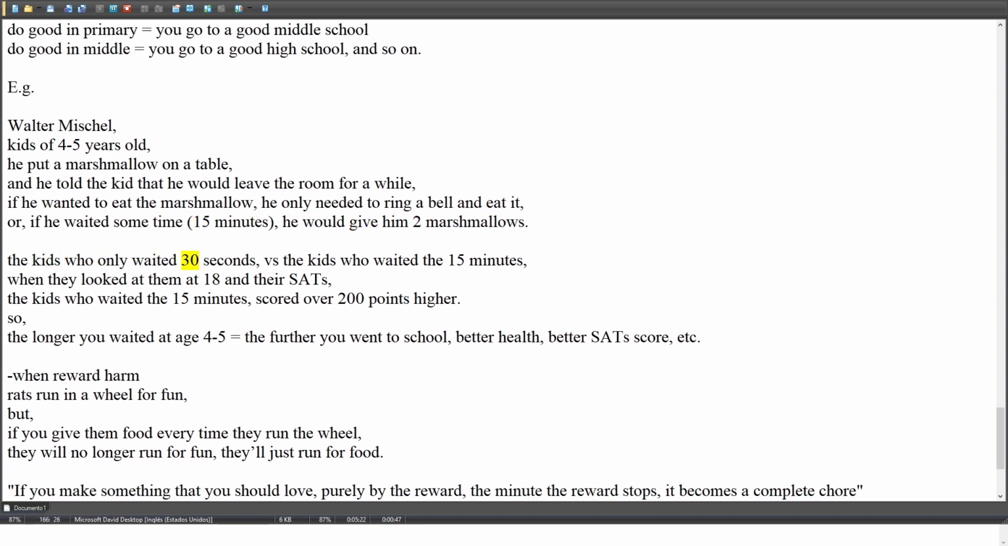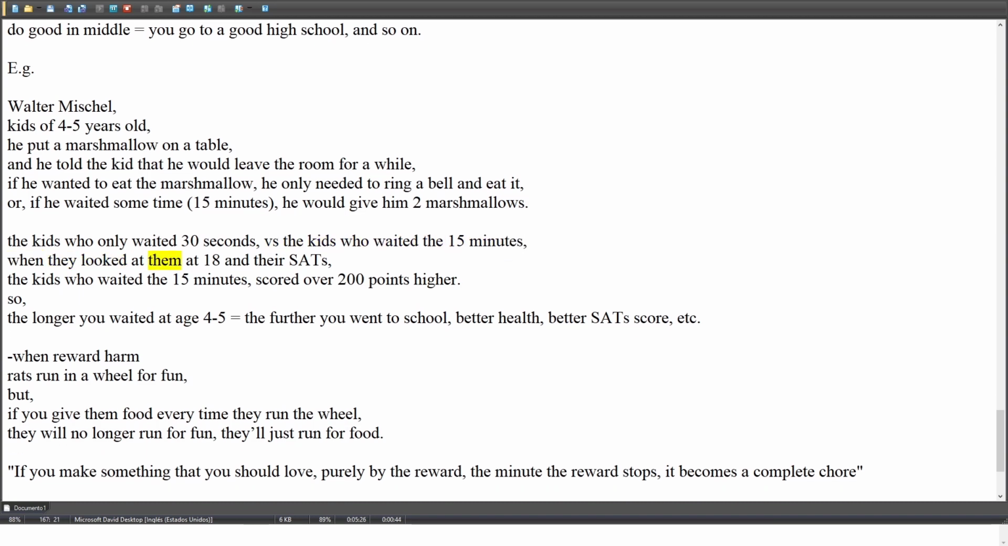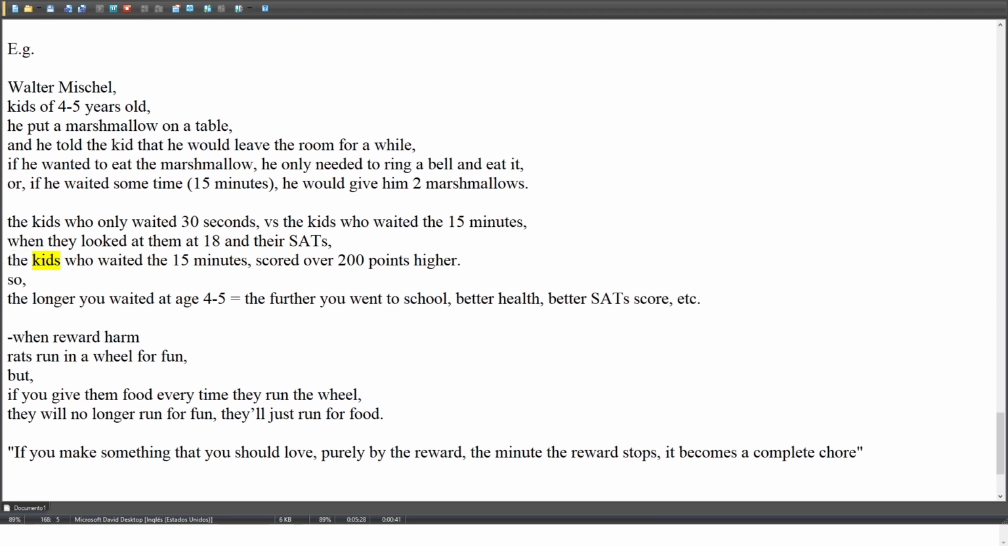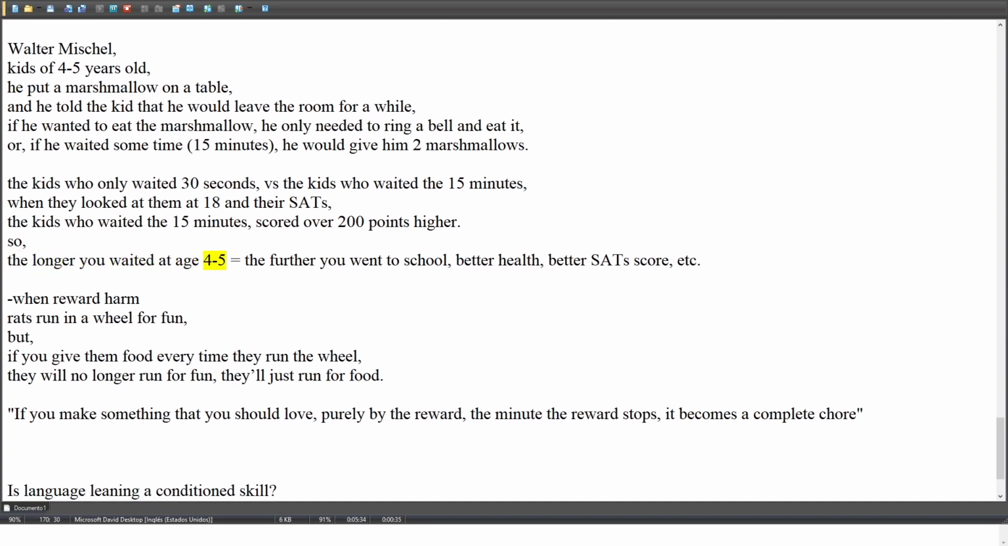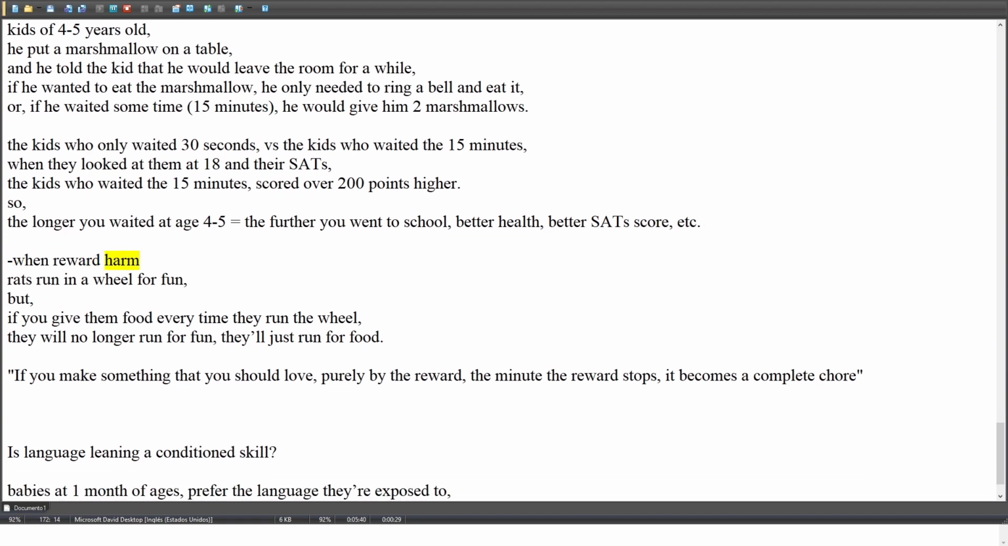The kids who only waited 30 seconds, versus the kids who waited the 15 minutes. When they looked at them at 18 and their SATs, the kids who waited the 15 minutes scored over 200 points higher. So, the longer you waited at age 4 to 5, the further you went to school, better health, better SAT score, etc.